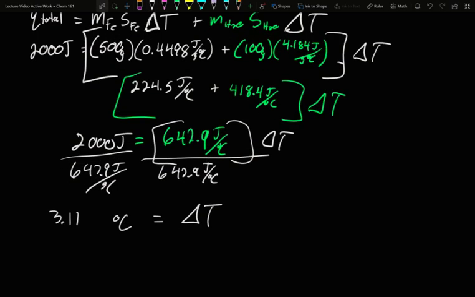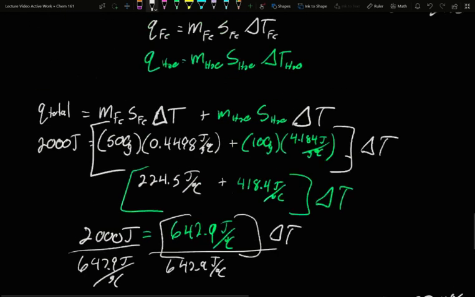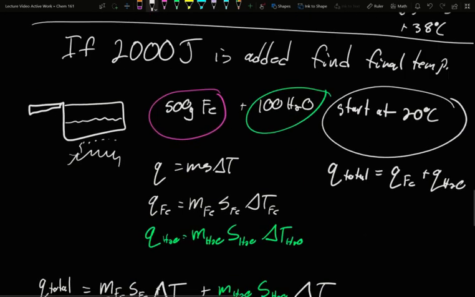Our starting temp was 20, and so 20 plus 3.11 is 23.11 degrees Celsius, basically about 23 degrees Celsius. 2,000 joules was enough to heat this small amount of water and the kettle it was in up 3 degrees. So nowhere near boiling yet. I'm going to have to do this for a while more.